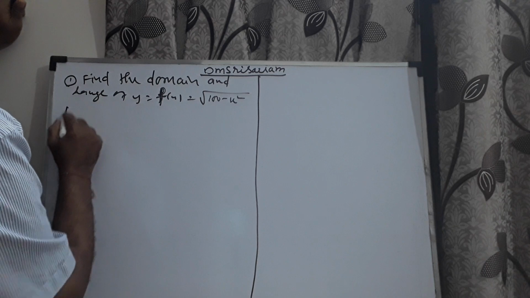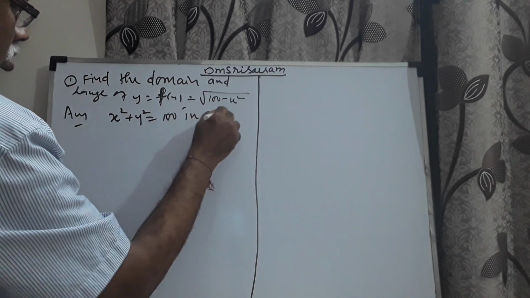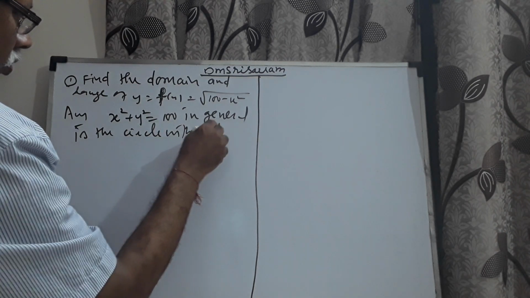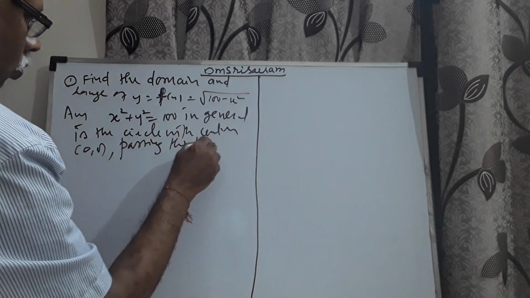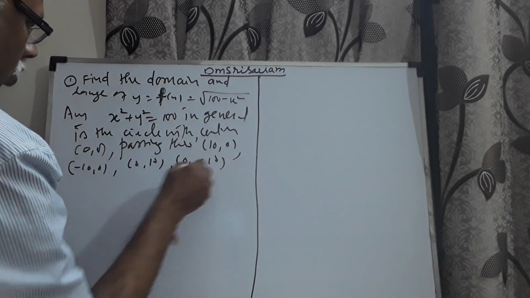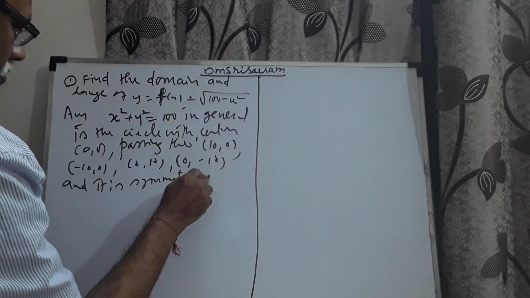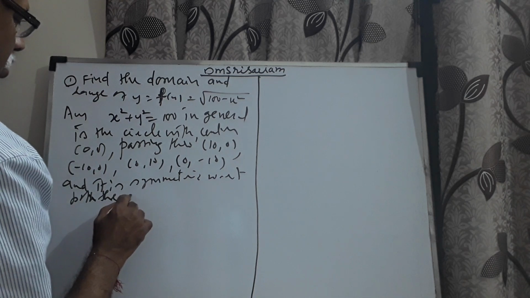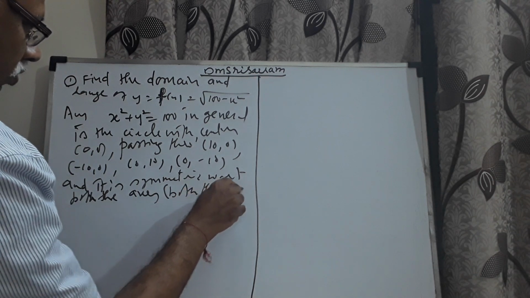Therefore, just see here, x square plus y square is equal to 100 in general. Yes, the circle with center 0, 0, and it is passing through 10, 0, minus 10, 0, 0, 10, 0, minus 10, and it is symmetric with respect to both the axes. These are the things you remember. If you remember, it will be easier. With respect to both x and y axis.